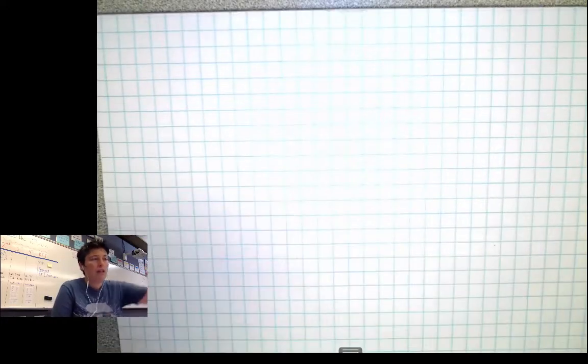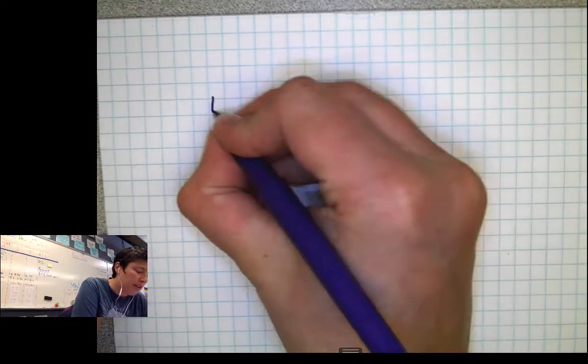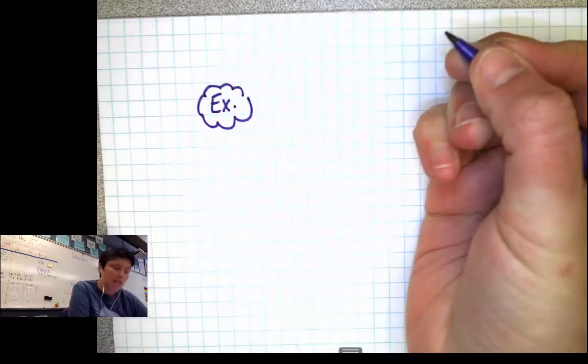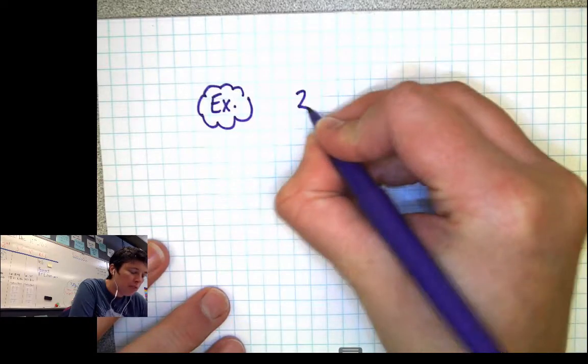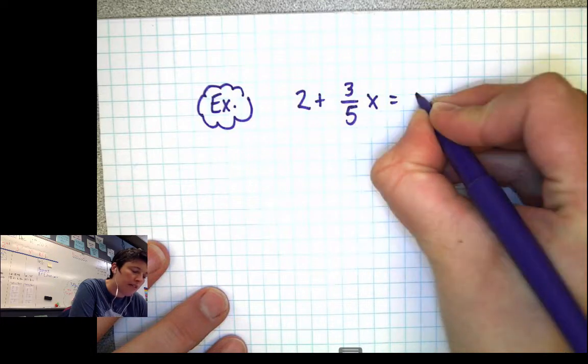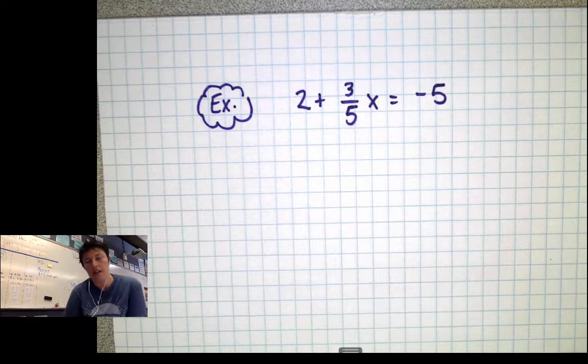Now this is what I would say is kind of an easier fractional problem. Let's try a harder one. Let's make it a little more complicated. So we're going to do another example, and this time we're going to deal with 2 plus 3/5 x equals -5.